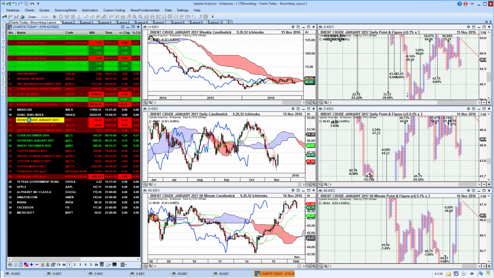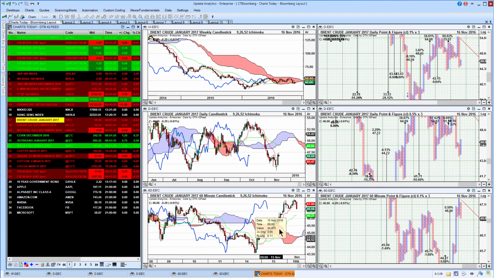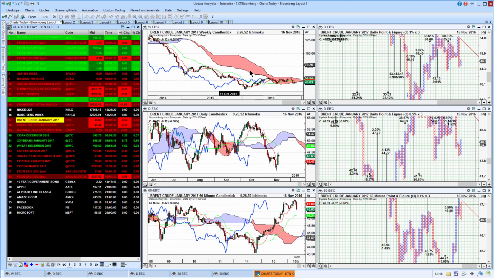Taking a look at commodities, we go to Brent crude. Brent had a bit of a run yesterday, but falling back again this morning. We're at 46.66 at the moment. We're below the cloud both on the weekly and the daily. 60-minute has recovered a little bit, but no clear upside targets on the short term to play for.